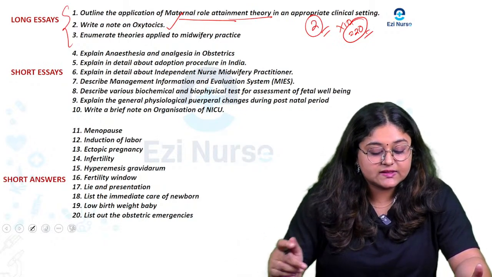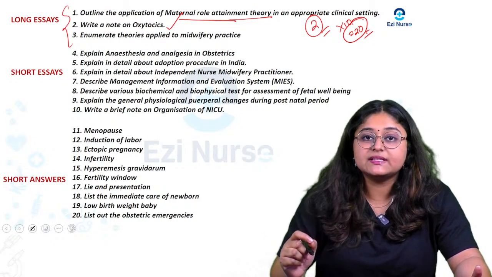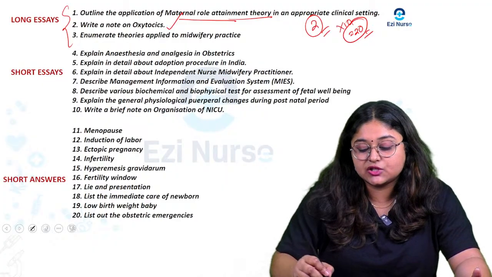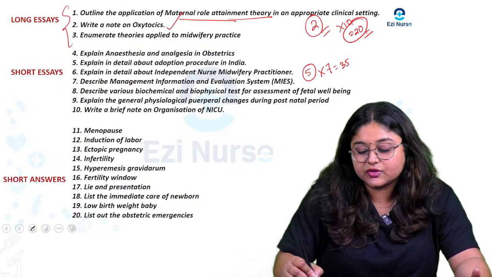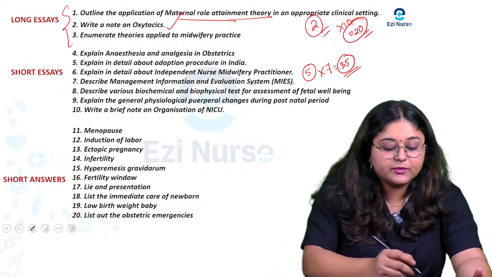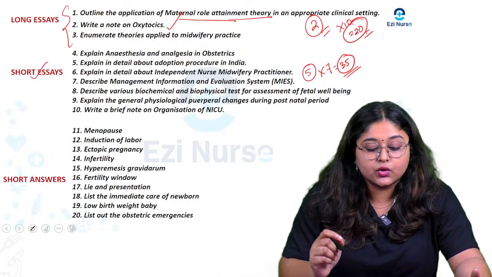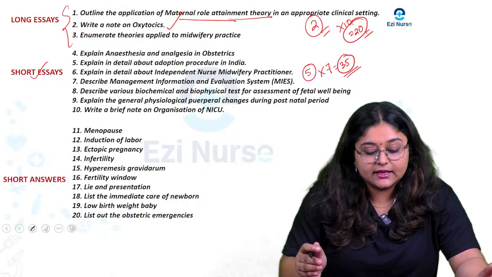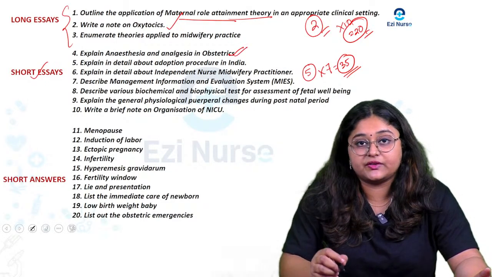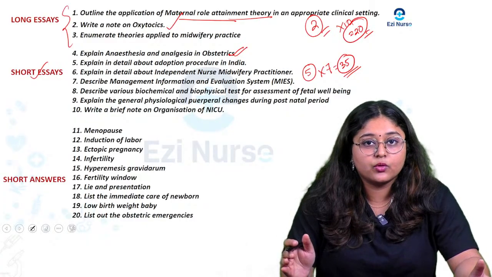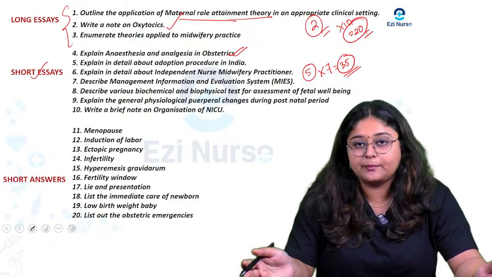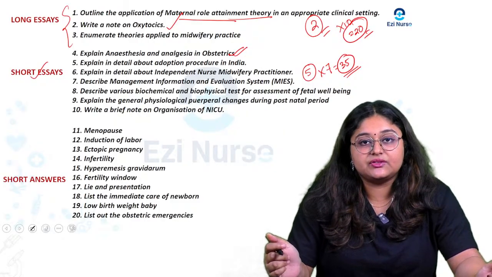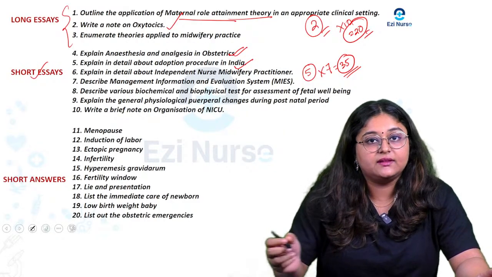Now come to the short essay. In the short essay, a total of 7 questions should be there, and each question carries 5 marks, so 5 into 7 is equal to 35. You have to give answers for 35 marks in the short essay. See the questions. First, explain anesthesia and analgesia in obstetrics. That is also one of the most important questions for the viva as well as for theory and for the practical. Next, explain in detail the adoption procedure in India.